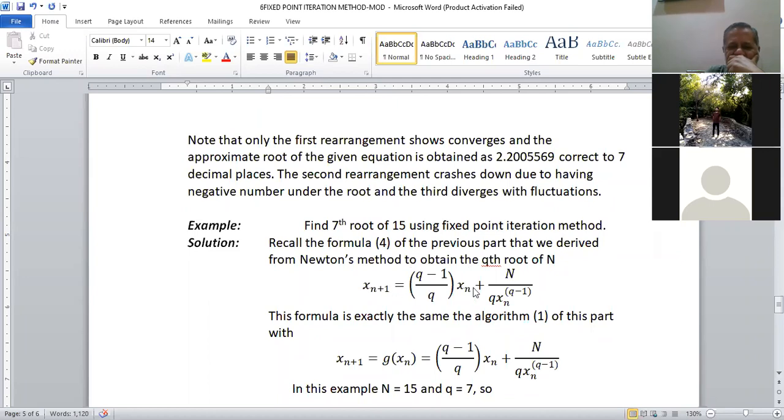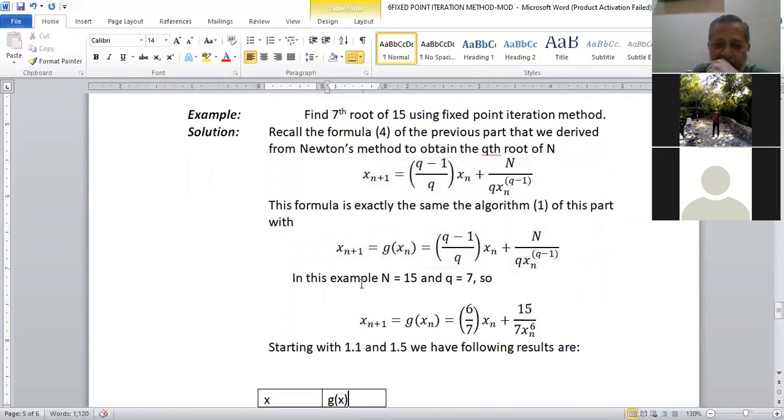And we see that this is exactly like x_{n+1} = g(x_n). That means fixed point iteration method. So this fixed point iteration method technically was introduced at the end of the study of Newton's method, while considering the problem of finding out a root. How this formula was developed, you can refer to the file that I have shared with you for Newton's method.